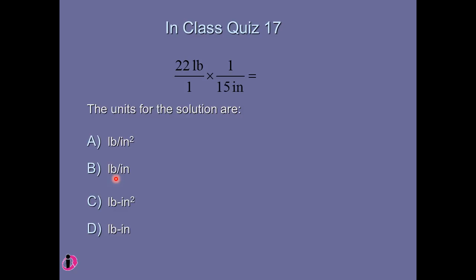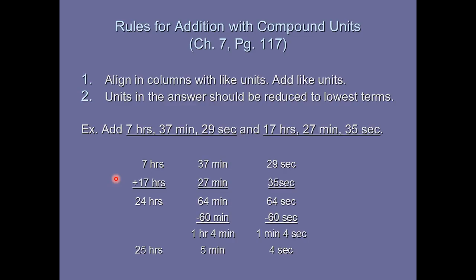Okay. Now let's try the addition with compound units, because many times you are adding two different numbers, but each number has multiple compound units like this. Let's say you are adding 7 hours 36 minutes 29 seconds and 17 hours 27 minutes 37.5 seconds. Because each of these has multiple compound units, right?